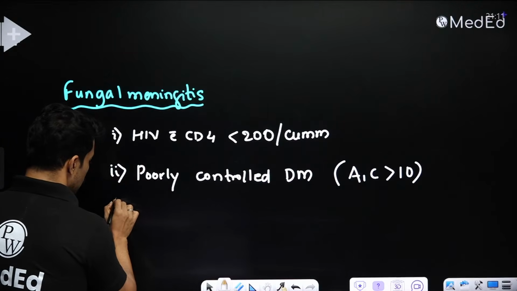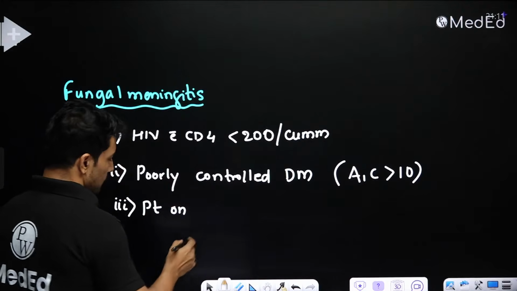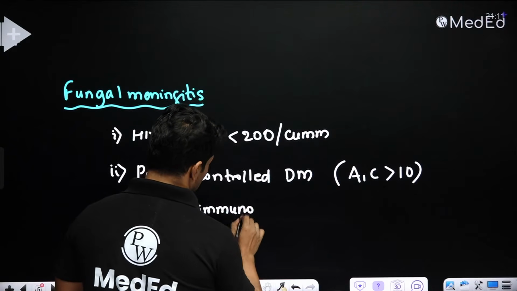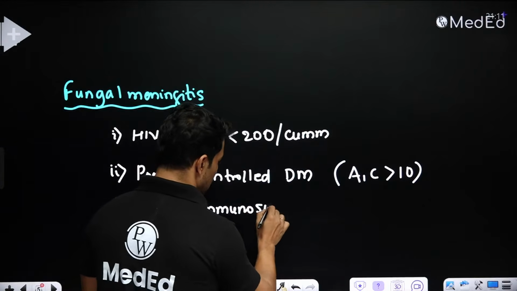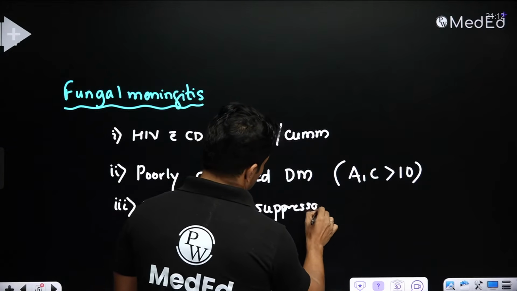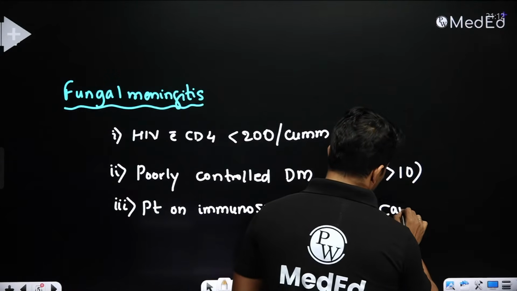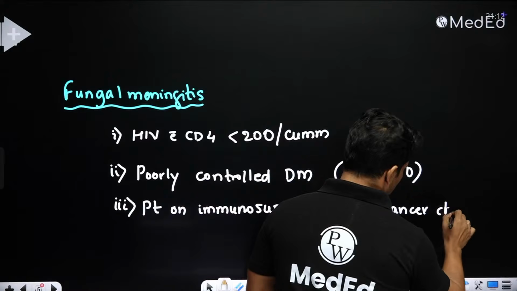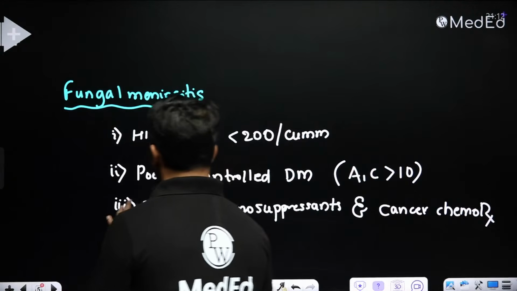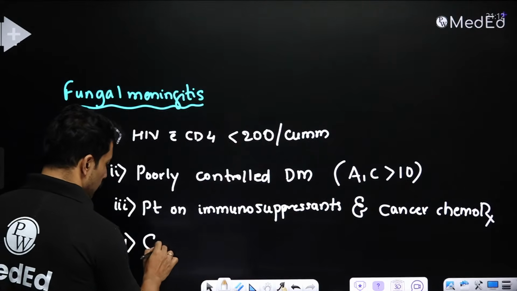Third, patients on immunosuppressants or cancer drugs. When I say immunosuppressants, it includes the corticosteroids as well as other non-corticosteroid immunosuppressants, and cancer chemotherapy. Also remember that patients with cancer who are not receiving chemotherapy are also immunocompromised and are also prone to develop fungal meningitis.